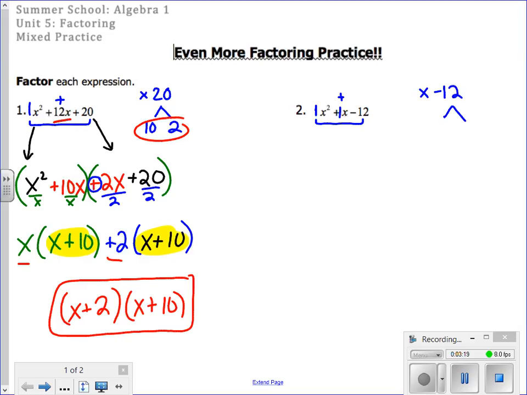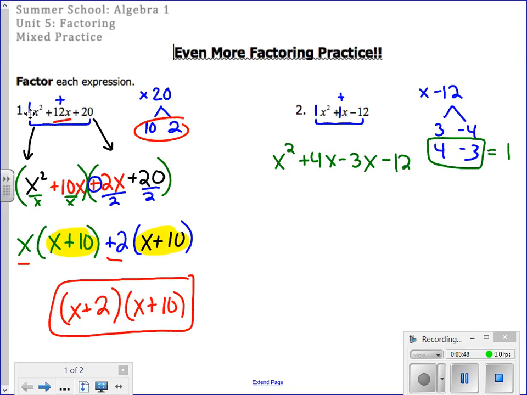All right, well, my options are 3 and negative 4 or 4 and negative 3. So I have to figure out which ones add to positive 1. It turns out that 4 and negative 3 add to positive 1. So that's how I'm going to split the middle. So I'm going to bring down the x squared, bring down the negative 12. I'm going to split the middle up with the 4x and the negative 3x.